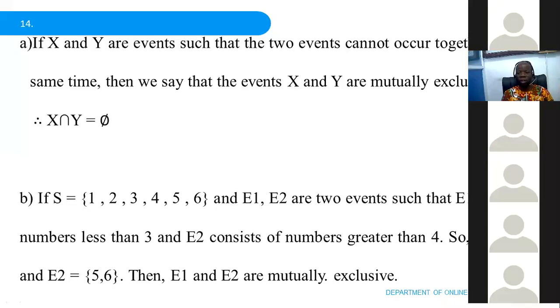Say empty set. Empty sets. They have nothing in common. So the intersection of E1 and E2 is empty. They have nothing in common. So if they don't have anything in common, they are mutually exclusive events.